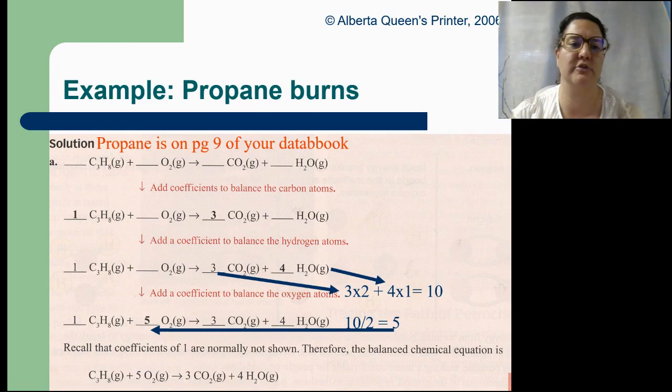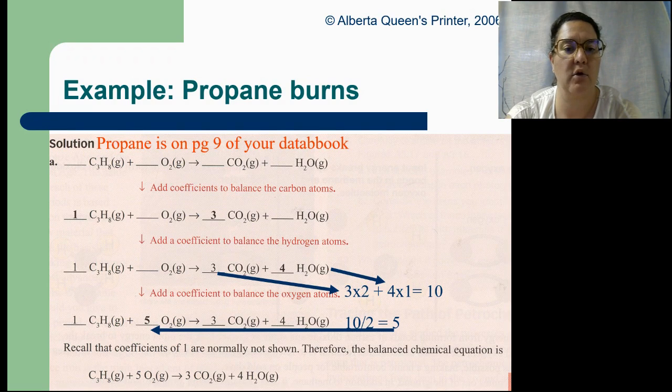So this is on page 9 of your data booklet. Propane is on page 9 of your data booklet, where it says chemical reactions involving propane. So we have C3H8 plus oxygen gives us carbon dioxide and water. So we first want to balance our carbon atoms. We have 3 carbons in our reactants, so we need to make 3 carbons in our products.